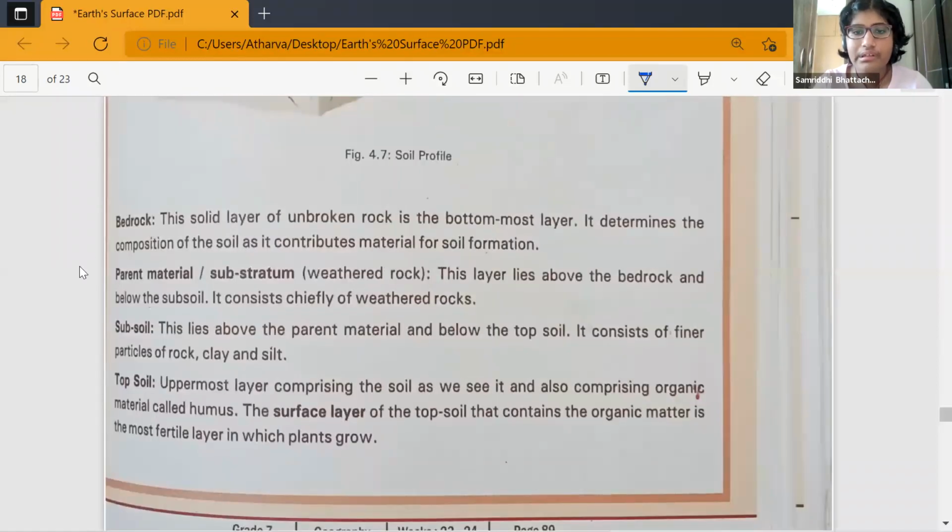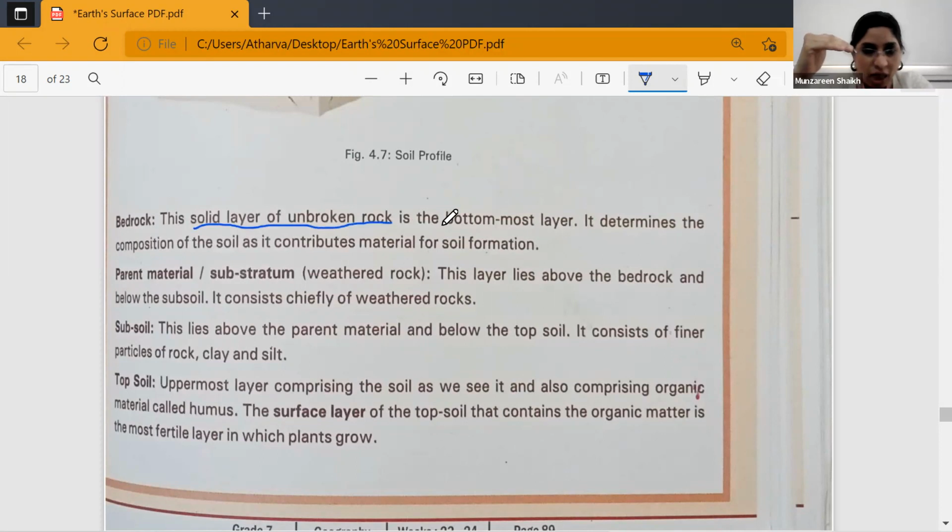Number one, this solid layer of unbroken rock is the bottommost layer. So bedrock is the bottommost layer and it is unbroken rock. The rock is in a complete form. It's not broken into pieces. It determines the composition of soil as it contributes material for soil formation. Please underline the first sentence: solid layer of unbroken rock and it is the bottommost layer, and it contributes material for soil formation.